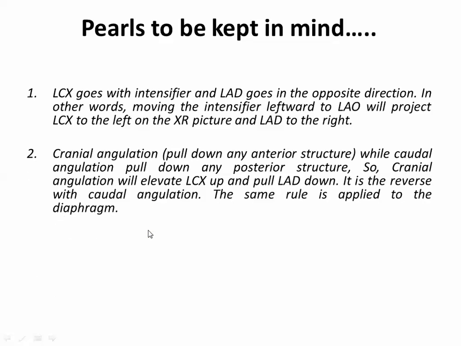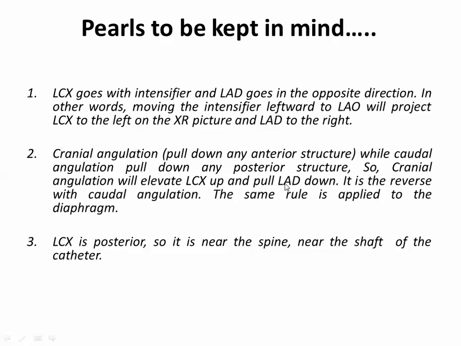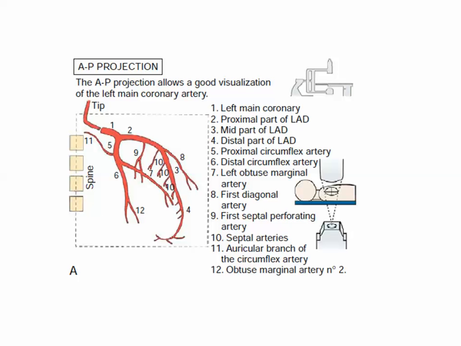The second thing: cranial angulation pulls down any anterior structure, as we said, while caudal angulation pulls down any posterior structure. So the more caudal, the more you pull down the LCX, straighten it, and can examine it. The more cranial, what do you pull down? The LAD. The LCX is posterior, so it's near the spine, near the shaft of the catheter, near the aorta. We said all of this.